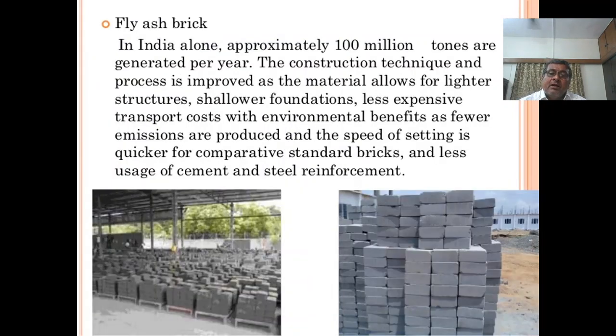Fly ash bricks. In India alone, approximately 100 million tons are generated per year. The construction technique and process is improved as the material allows for lighter structures, shallower foundations, less expensive transport costs, with environmental benefits as fewer emissions are produced, and the speed of setting is quicker for comparative standard bricks and less usage of cement and steel reinforcement. Here in images you can see these are fly ash bricks produced by using fly ash. Fly ash is a waste of thermal power stations.